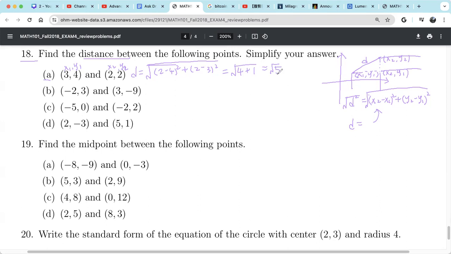Square root of 5 is bigger than 2, smaller than 3, so it's 3 point something. But we don't have to use decimals. We just keep it as the square root of 5. It's an irrational number.